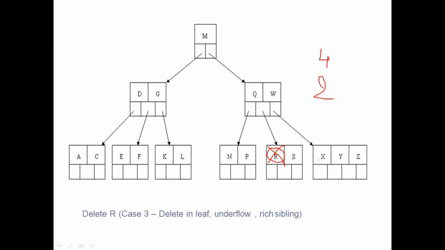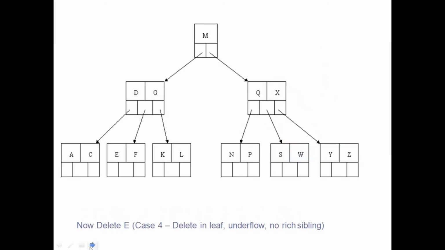So when you want to borrow, you cannot borrow directly from the sibling, you have to borrow it through the parent. So X will go up and W will come down here. You have to arrange it in sorted order, so SW will be the node. So SW, X, YZ, this is the resulting tree. Now the fourth case is delete E.